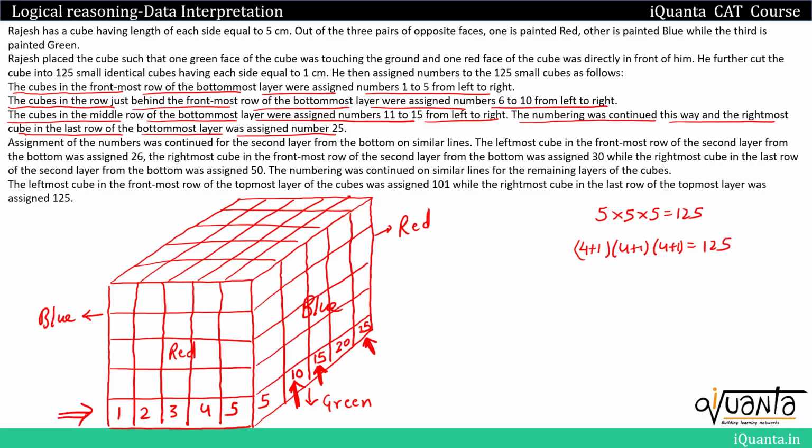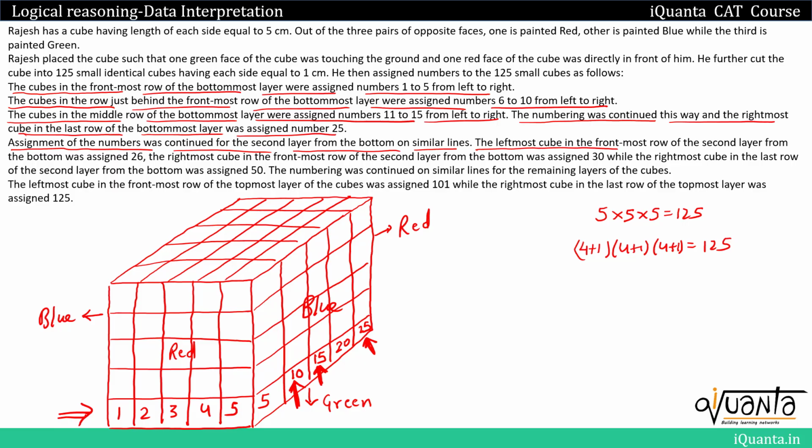So yes, we can see here in the same manner we numbered, and the last cube in the last row of the bottommost layer has number 25. Then after that, assignment of the numbers was continued for the second layer from the bottom on similar lines. So that means we have to again follow the same numbering scheme for the second layer now.